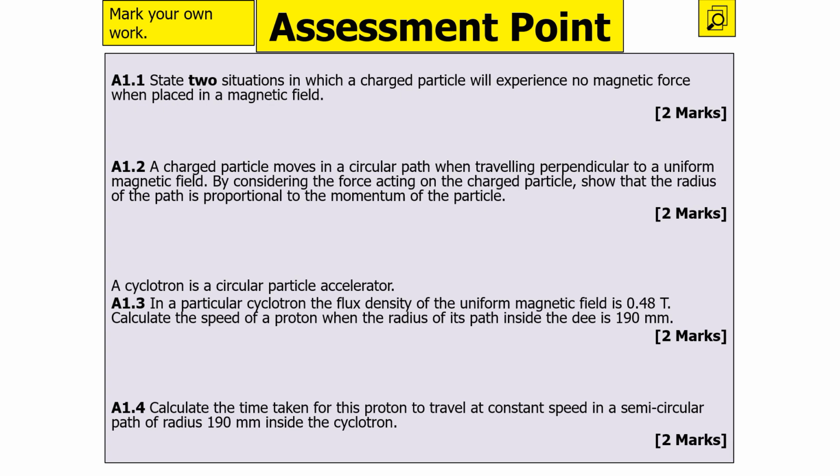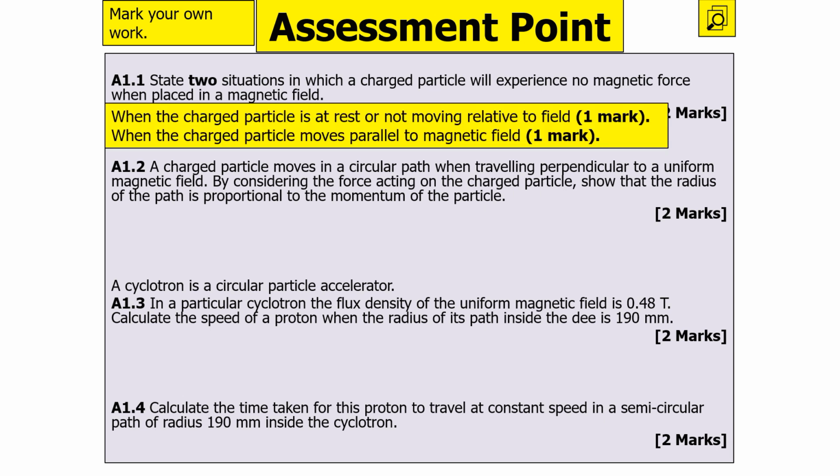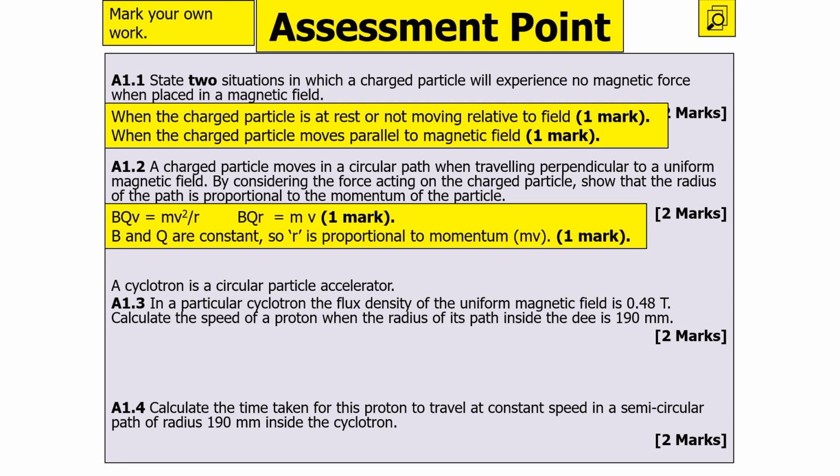Right, you've got to just learn when a charged particle experiences no magnetic force inside a magnetic field: A, when it's moving parallel to the magnetic field, and B, when it's not moving relative to the magnetic field. The next one, we've done this before. We've said that the centripetal force equals the magnetic force, so BQV equals mv squared over r. We can rearrange it and make r the subject. r equals mv over BQ. B and Q are constant, so r is proportional to mv.